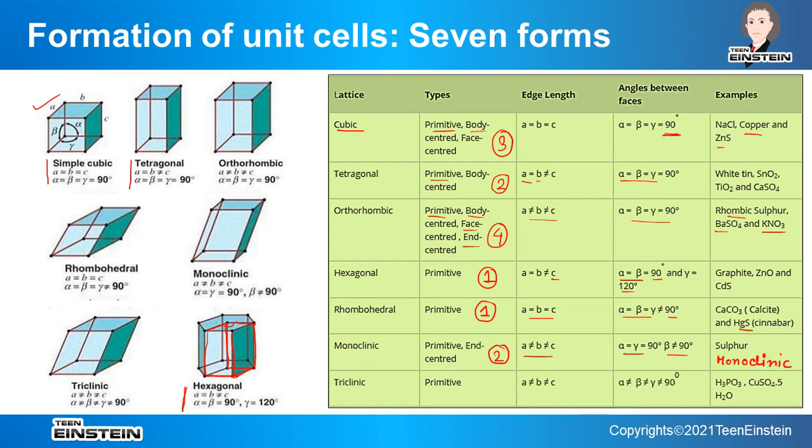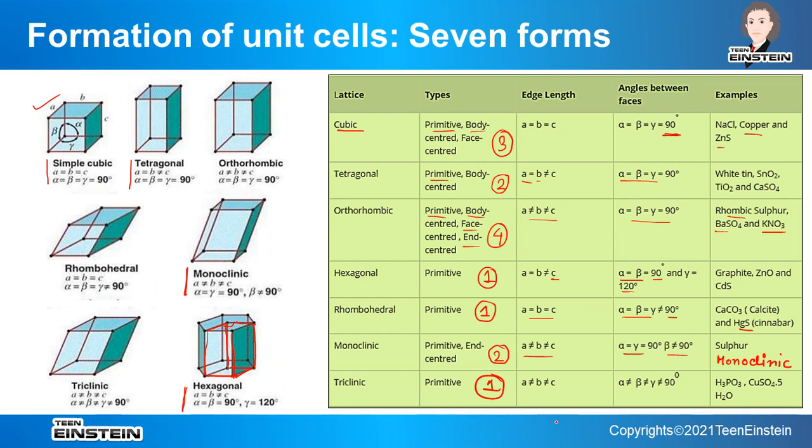You can call it monoclinic sulfur. And monoclinic, here this is the condition. And triclinic. Under triclinic, only 1. Now if we add all these numbers, you will see 3 plus 2 is 5, 5 plus 4 is 9, 9 plus 5 is 14. So total 14 types if we consider all these numbers.